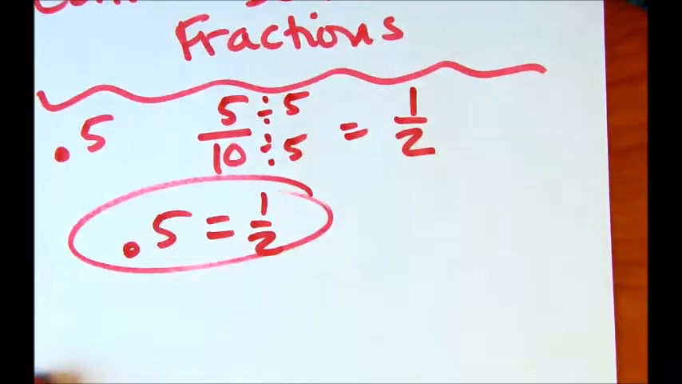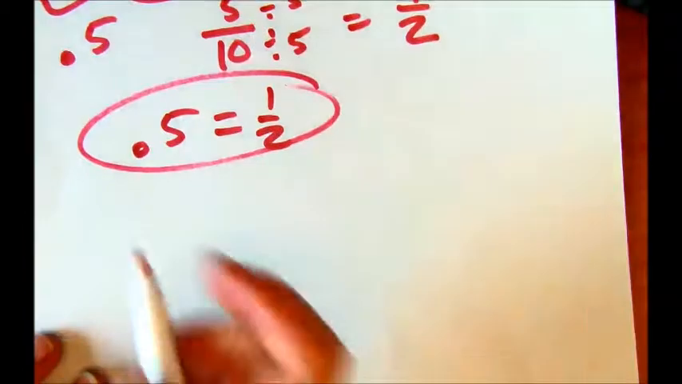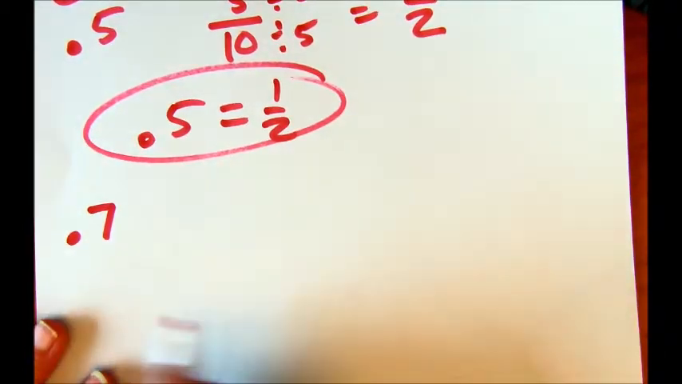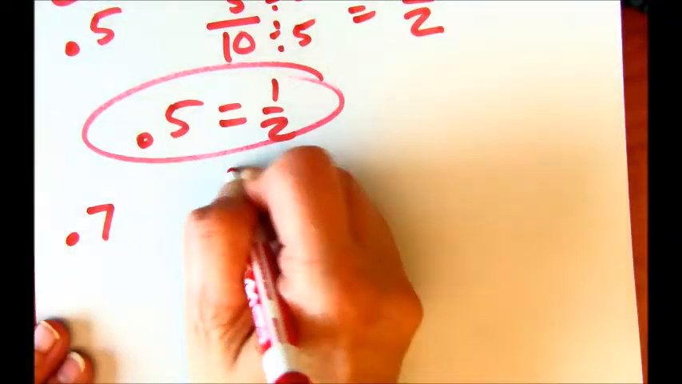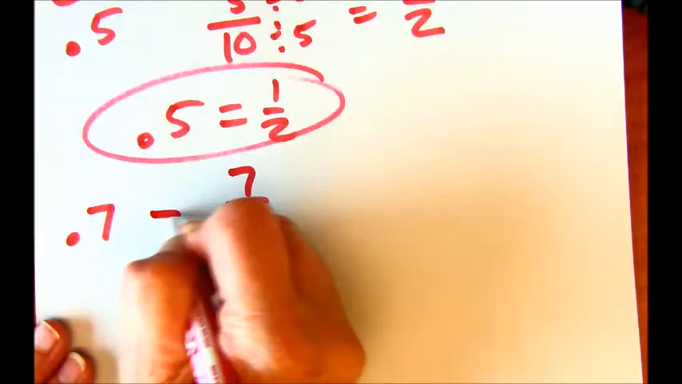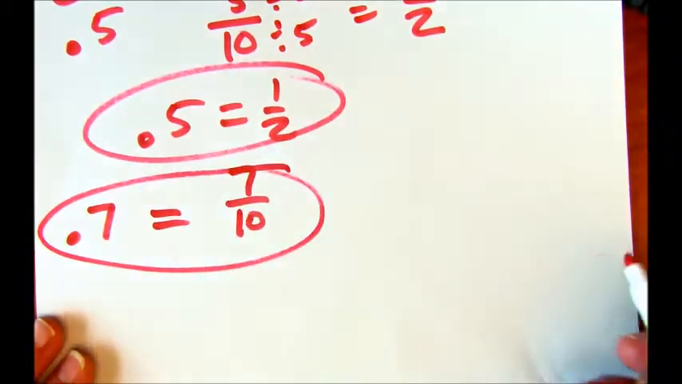Okay. Let's do a couple more. Let's say we've got 0.7. If you can say it, you can write it: 7/10. Notice we cannot reduce, so those are equivalent.